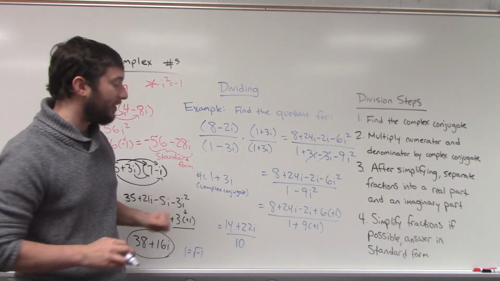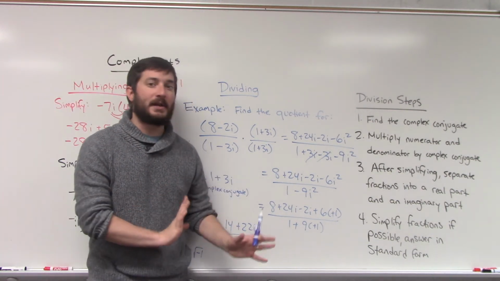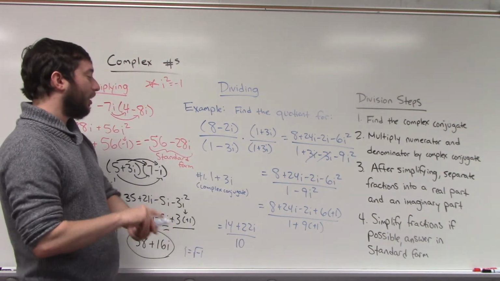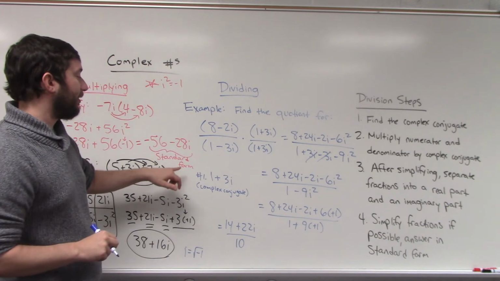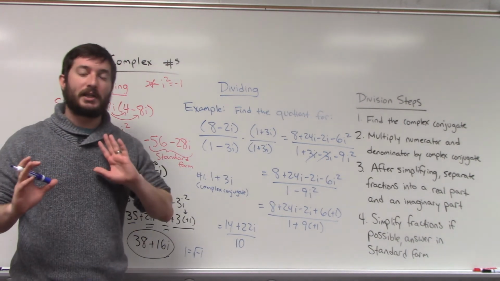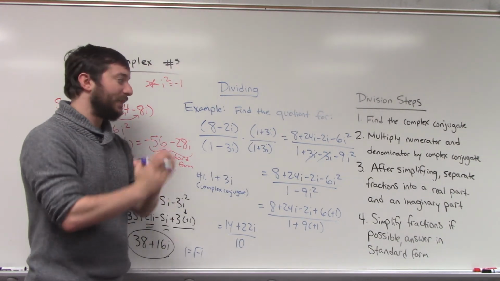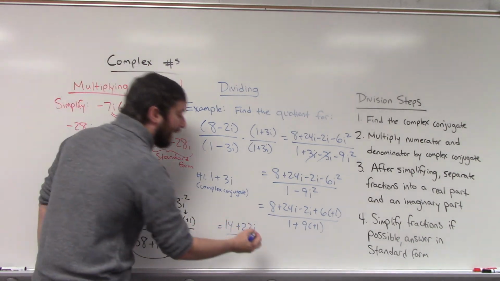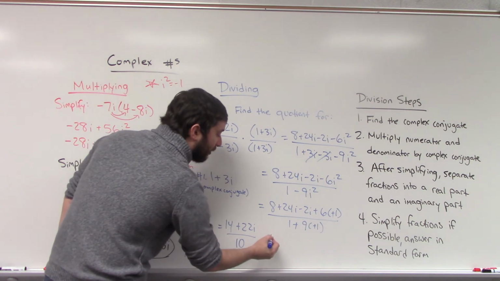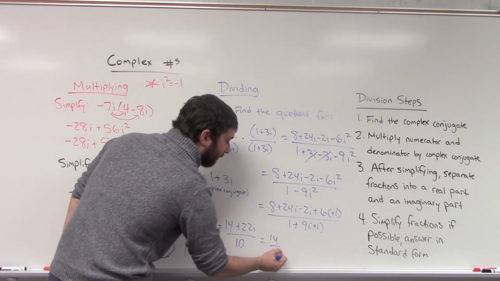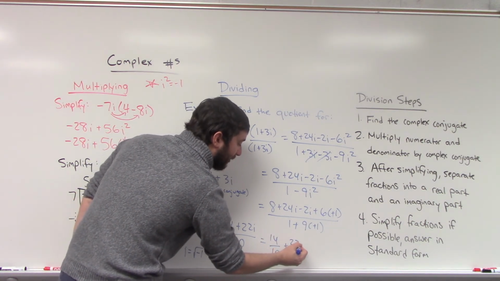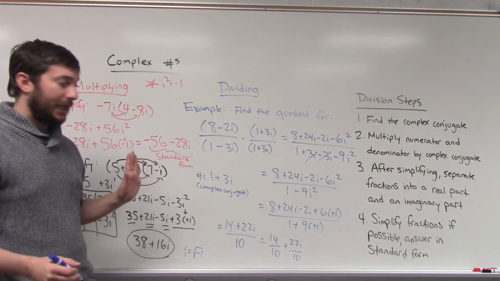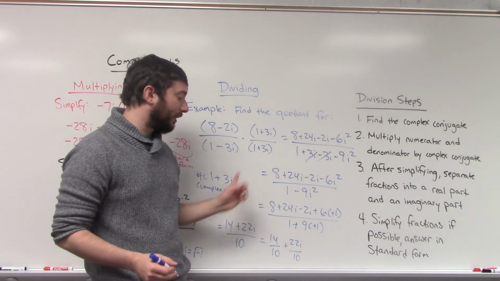I know I have a lot of students in the past who have said, okay, this is my final answer. You're very close, but don't forget, I want you to always write your answer in standard form. So number one, that means a plus bi form. This is not an a plus bi form. Okay. How do we get that to be a plus bi form? Just separate your fractions, like so.